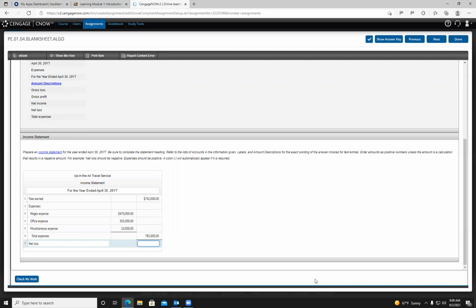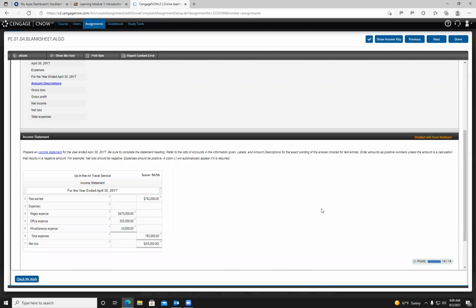All right. Now, net losses should be a negative. So you will put in a negative sign and then add in the value. And if we did everything right, it should be correct. Now I want y'all to notice what I just did. I didn't type the parentheses around the 43,000. I did just put in a negative sign, and Cengage will put the parentheses in for you.